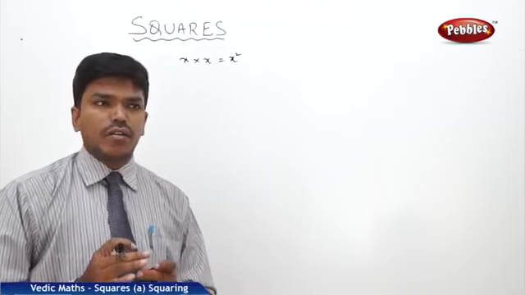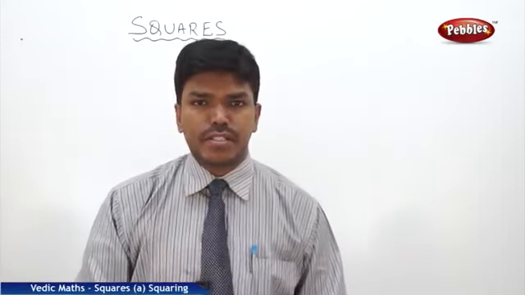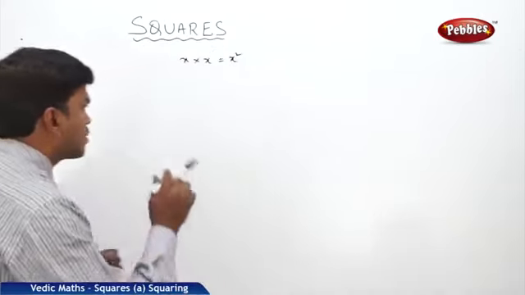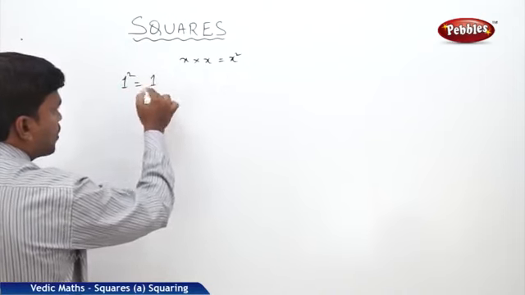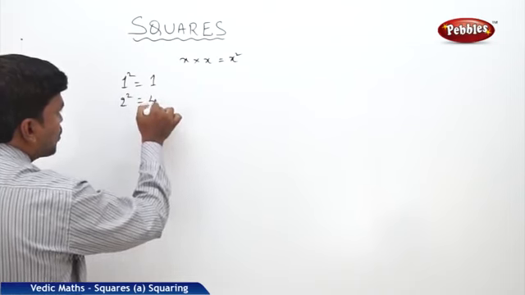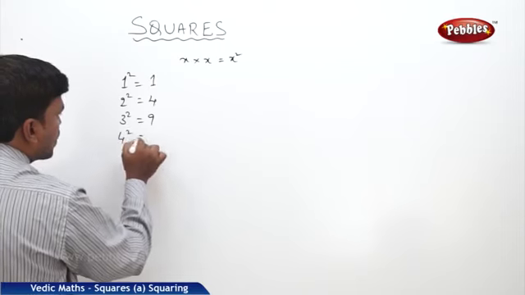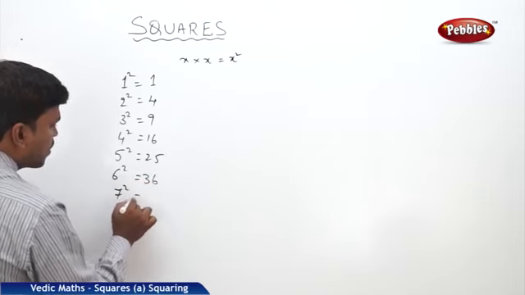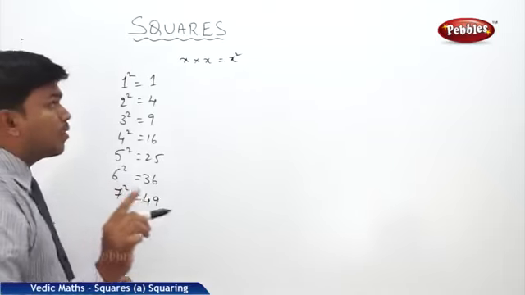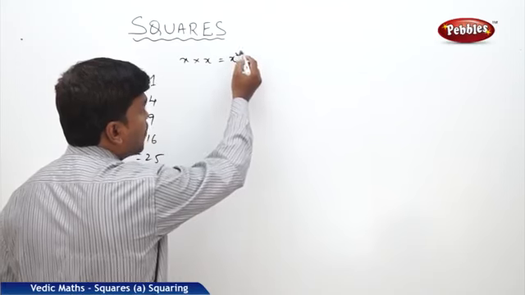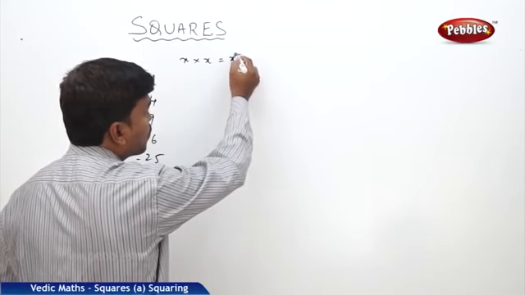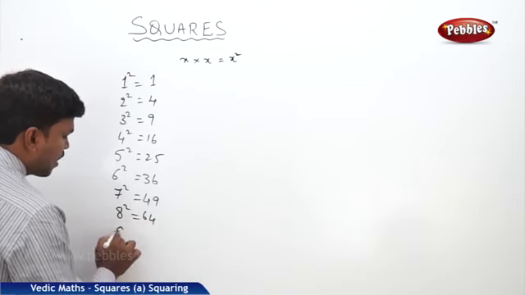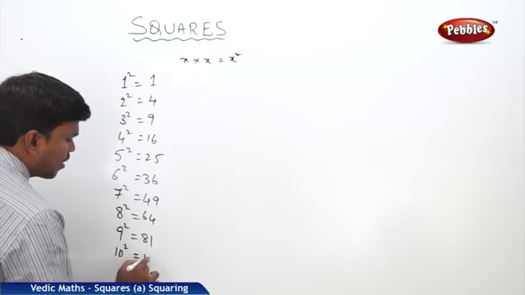Now anyhow, the people who know tables until 10 will obviously know the 10 squares. Yes or no? Why? Because 1 square is 1 into 1, 1; 2 square, 2 into 2, 4; like that, 3 square 9, 4 square 16, 5 square 25, 6 square 36, 7 square 49. And one more thing I want to tell you: the symbol for the square is to put a power 2 on the top of the number, like this. This is the square symbol. Now 7 square 49, 8 square 64, 9 square 81, 10 square 100.